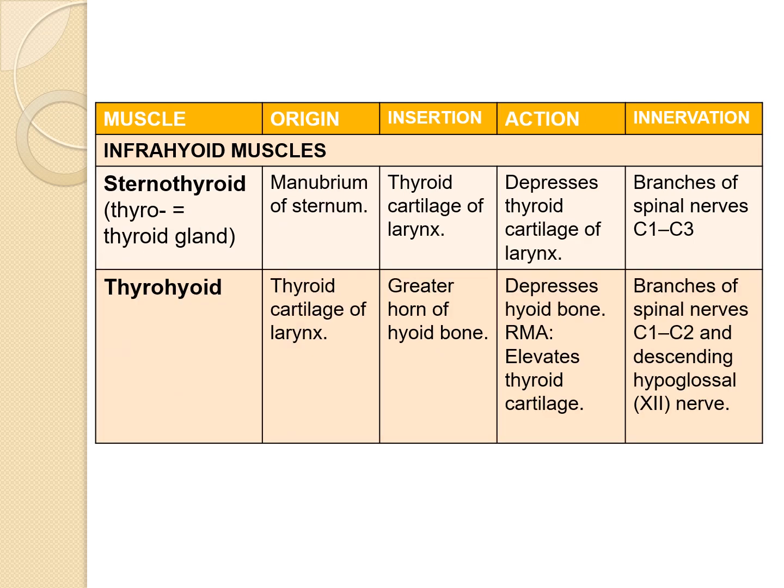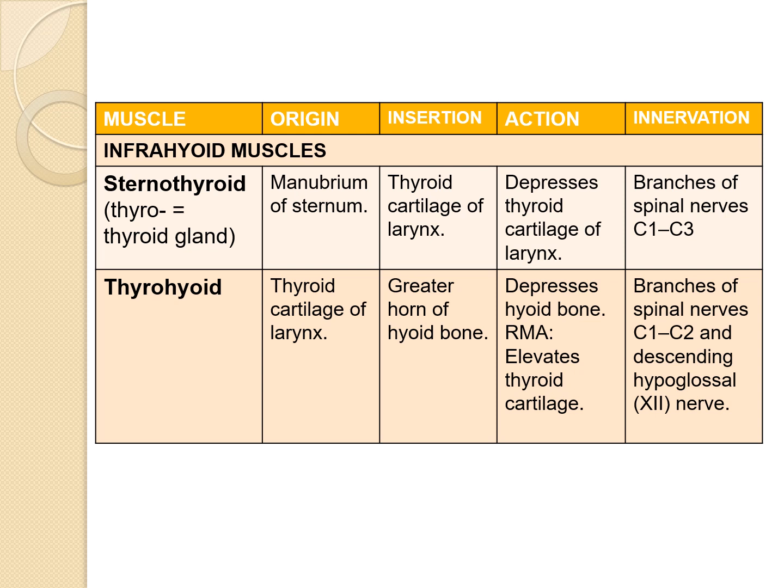Coming to the next muscle, sternothyroid. It originates at the manubrium of the sternum and inserts at the thyroid cartilage of the larynx, hence the name sternothyroid. Coming to the action, it depresses the thyroid cartilage of the larynx, and innervation is by branches of spinal nerves C1 to C3.